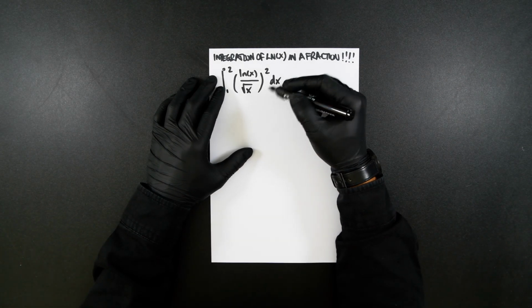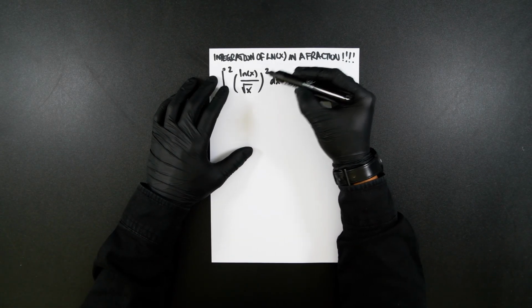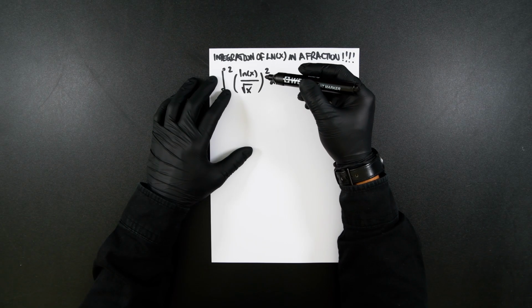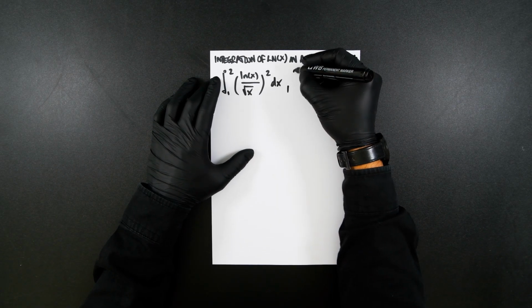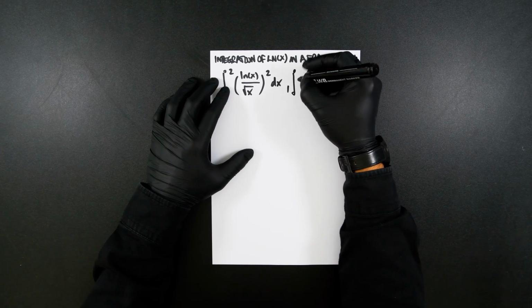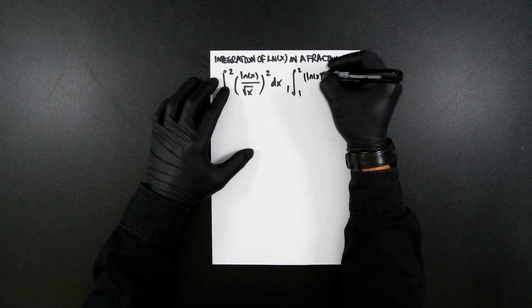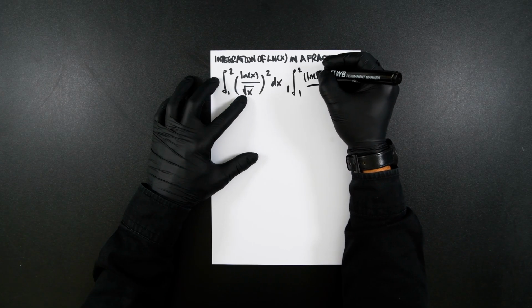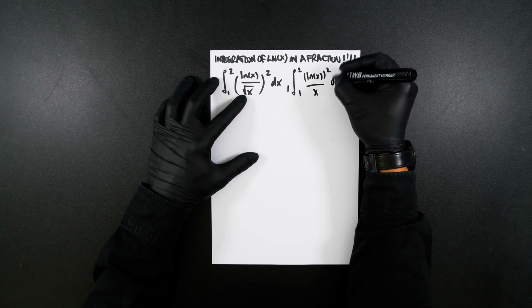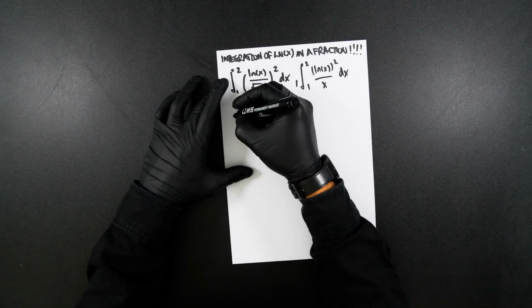Let's integrate this ln problem. So the first thing I'm going to do is get rid of this nasty squared term here. So this whole integral, once the squared is expanded, is going to become (ln x)² over the square root of x squared, which is x, dx. Now let's do a substitution.